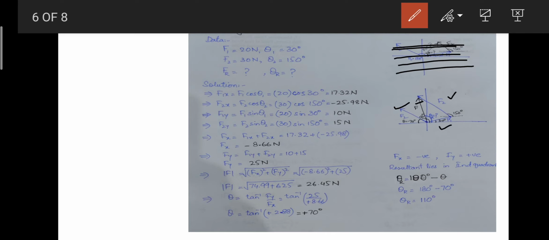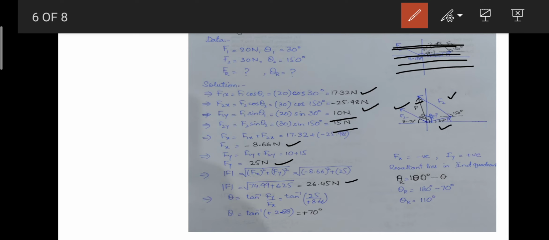So to get the resultant, F1x would be equal to 17.32 newton, F2x using the same formula, F2 cos theta 2, putting the values we get minus 25.98, F1y to be 10 newton and F2y to be 50 newton. Taking the sums of the x components, we get minus 8.66 newton, and the sum of the y components, we get 25 newton. Now we are going to get the magnitude. After calculating, the value we get is 26.45 newton.